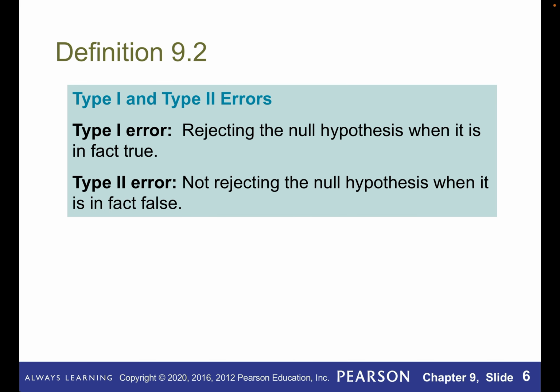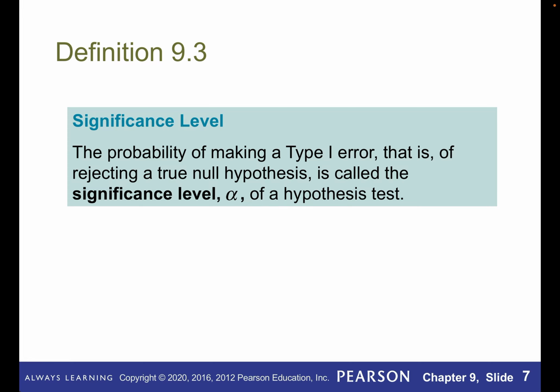So again, you see there that a type 1 error is the error we make where the null hypothesis really is true and we make a mistake. And the type 2 error is the other mistake. And again, the probability of making a type 1 error is called the significance level, and that is something that you do have control over whenever you set up the details of your test.